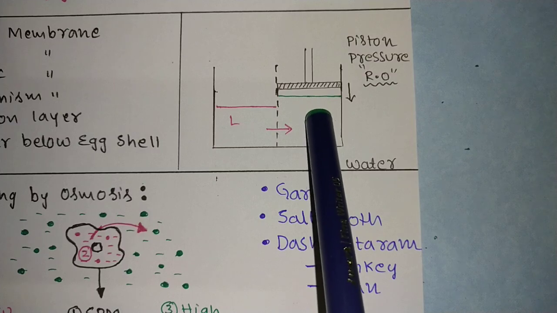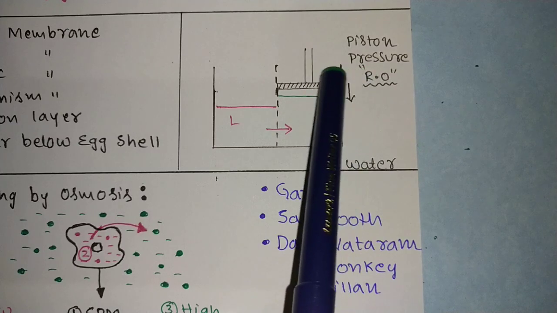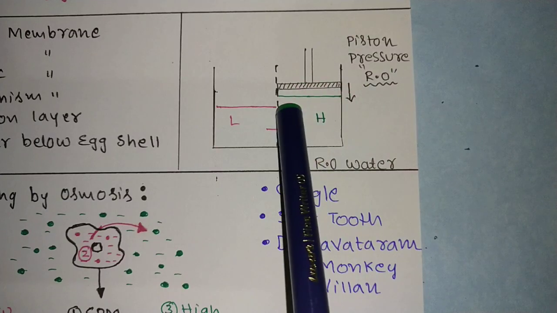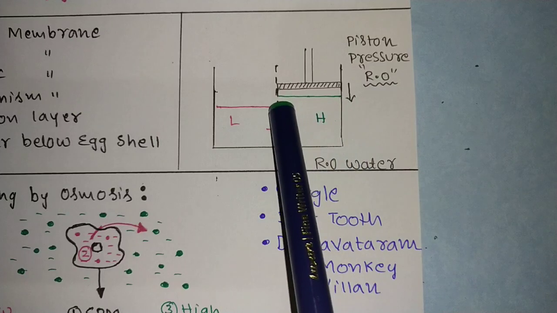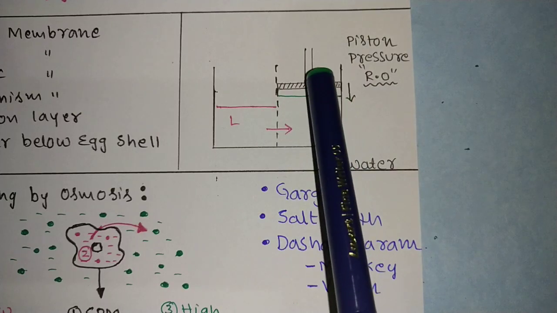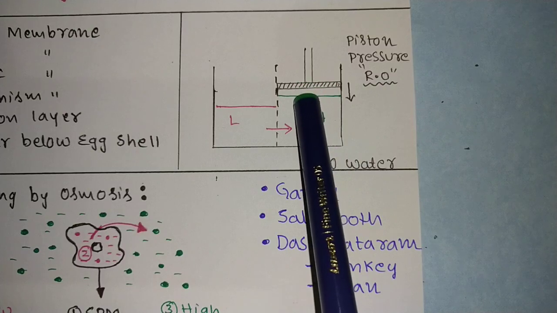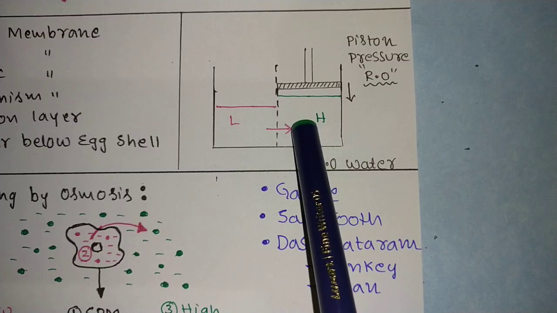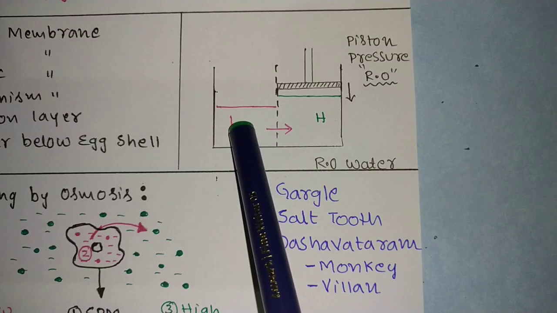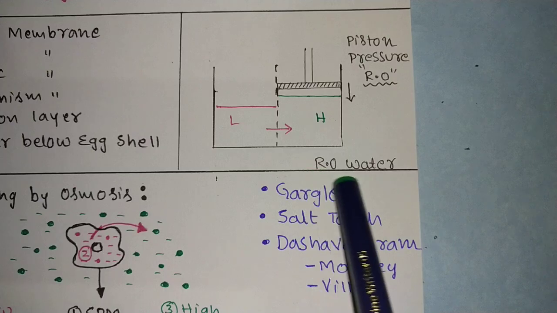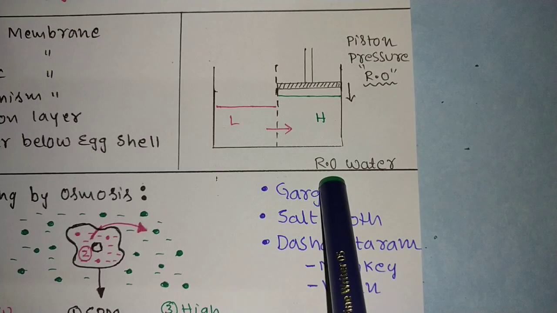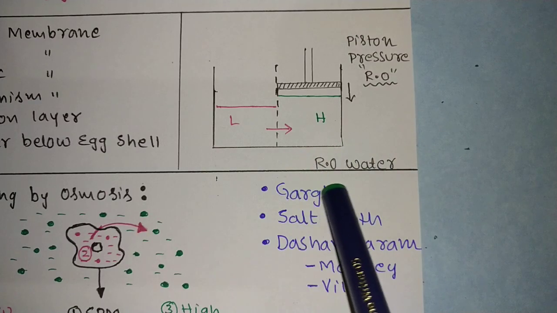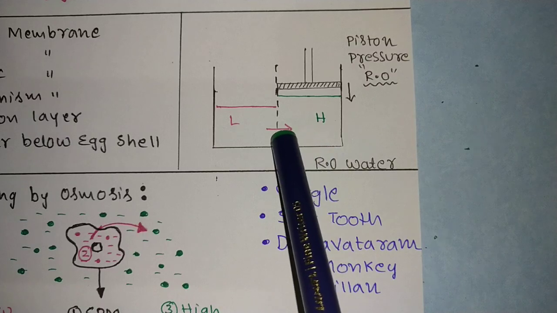And if you want to stop the osmosis process, you can use a piston and apply pressure. You apply the pressure so that you can completely stop the osmosis process. And if you still press, then the reverse will take place. The solvent present here enters into this chamber. That process is called the reverse osmosis process. We are using RO water, the water prepared by reverse osmosis, now for drinking purposes.